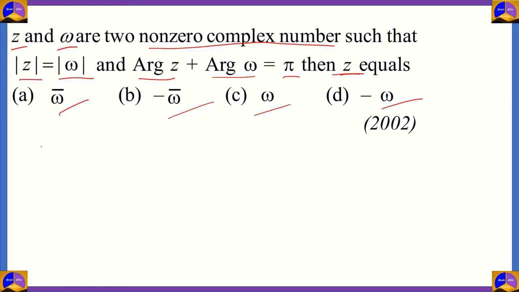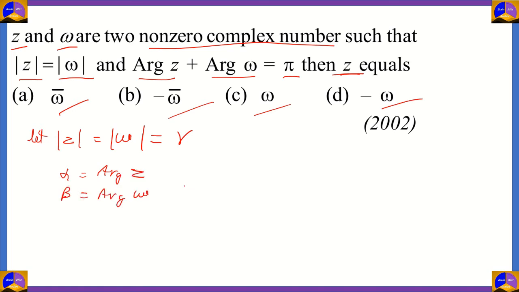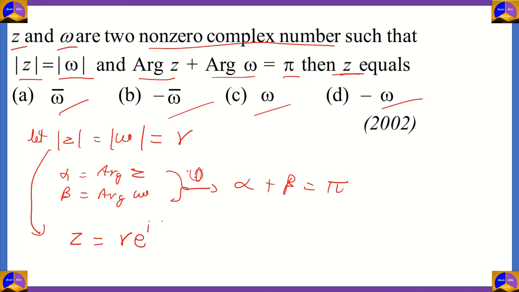So in order to solve this question, we have to consider modulus of z equals modulus of omega equal to some constant r. And then we will consider alpha as argument of z and beta as argument of omega. So since argument of z plus argument of omega equals pi, you can write alpha plus beta equal to pi, an important relation we will use later in this question. So now, since modulus of z equals r and modulus of omega equals r, you can write the value of a complex number z as equal to its modulus times e raised to i times its argument. So in the case of z, that will be r e raised to i alpha.